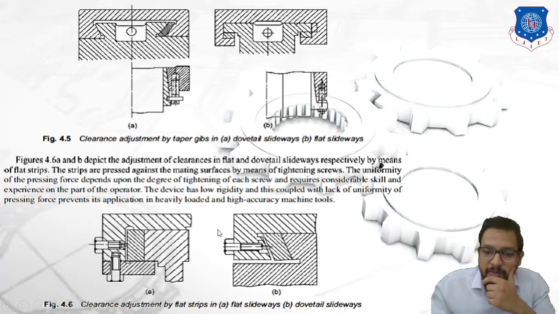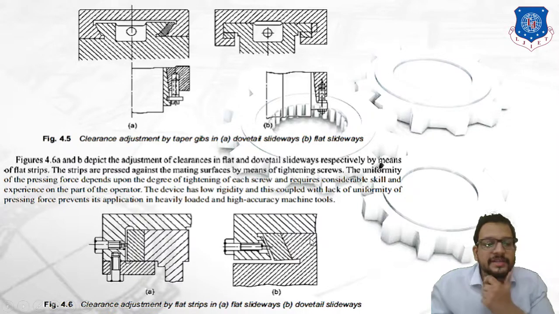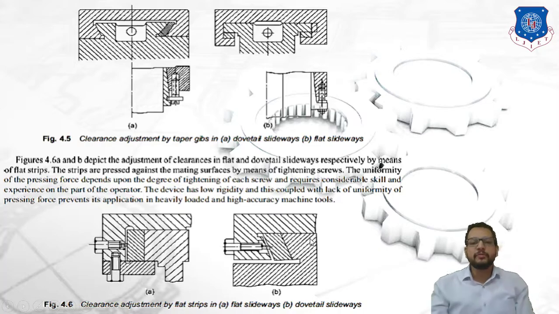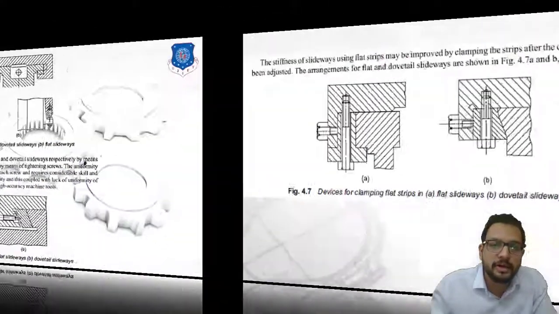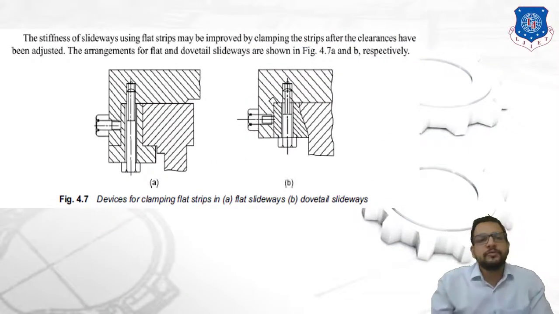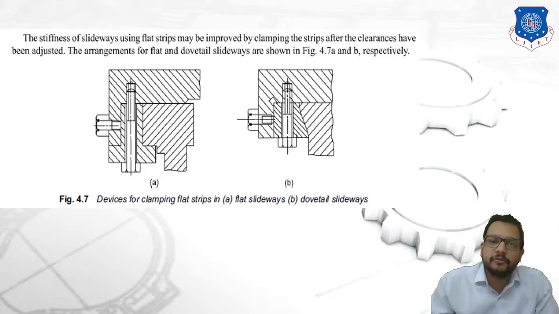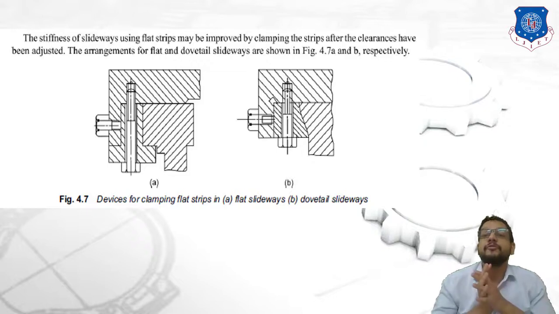The second is an example of a dovetail in which again you can see a vertical flat strip is used, and it is tightened by making use of a tightening screw in a horizontal direction. You can see this screw, right? So this is an example of clearance adjustment by flat strips. Okay, now let's move on. The stiffness of slideways using a flat strip may be improved by clamping the strip after clearance has been adjusted.